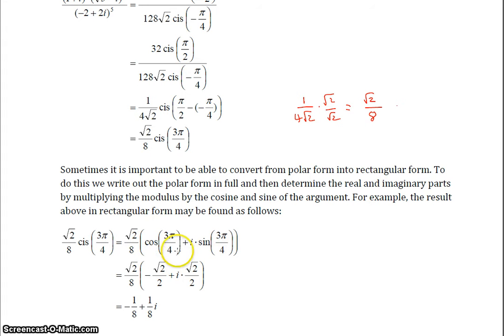And then we work out our cosine and sine of each of these values for theta. Cos of 3 pi on 4 is negative root 2 over 2, sine of 3 pi on 4 is root 2 over 2, and then multiplying throughout when we expand. Okay, root 2 over 8 times negative root 2 over 2, we're going to get 2 over 16, which is 1 over 8, and so we have negative 1 over 8 for our real part, and our imaginary part, root 2 times root 2 is 2, over 8 times 2 is 16, so it's positive 1 over 8 i. Okay, so that's our answer in rectangular form.